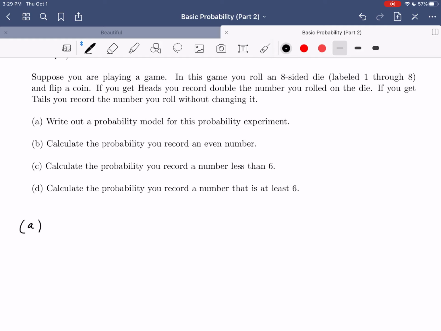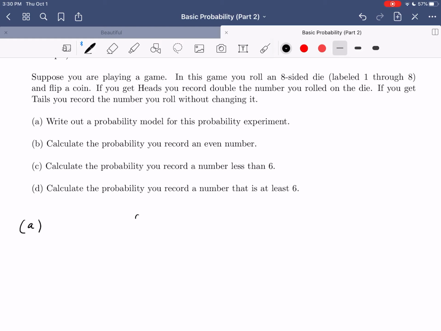So the easiest way to deal with situations like this, if you ever encounter something where you're doing two things, like rolling a die and flipping a coin, or rolling two dice, or different things like that, is to draw a little chart or table to organize everything. So let's go ahead and do that.